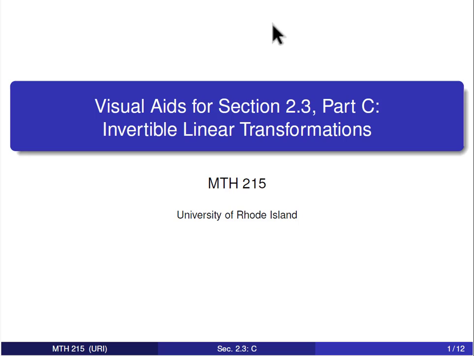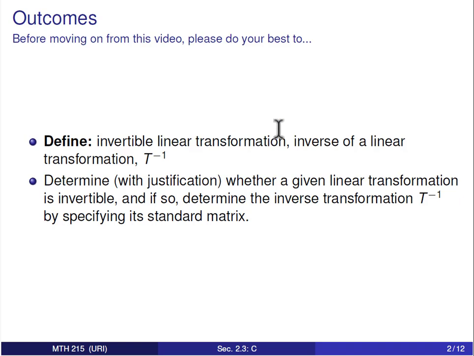In this video, we're going to be doing one last video for section 2.3. We'll be talking about invertible linear transformations. Now, as we start, here is our list of outcomes. As always, we're going to be defining what an invertible linear transformation is, and then we're going to be talking about the connection between these invertible linear transformations and matrices. We'll come back to this list towards the end of the video.